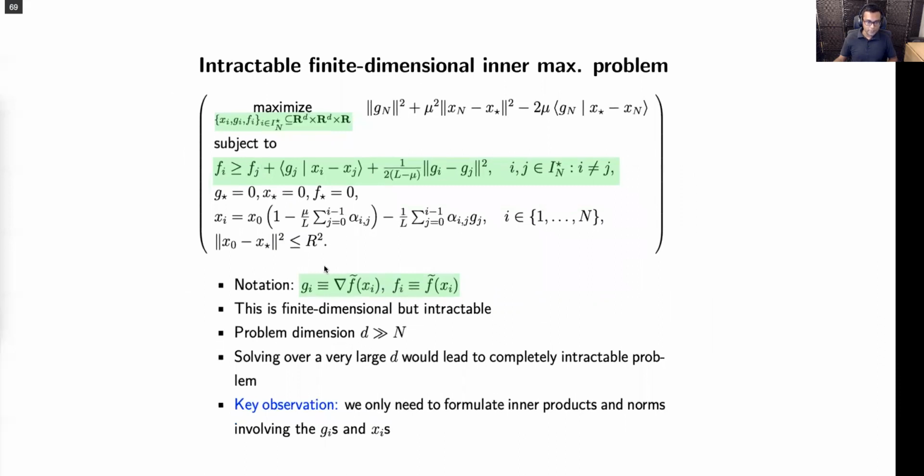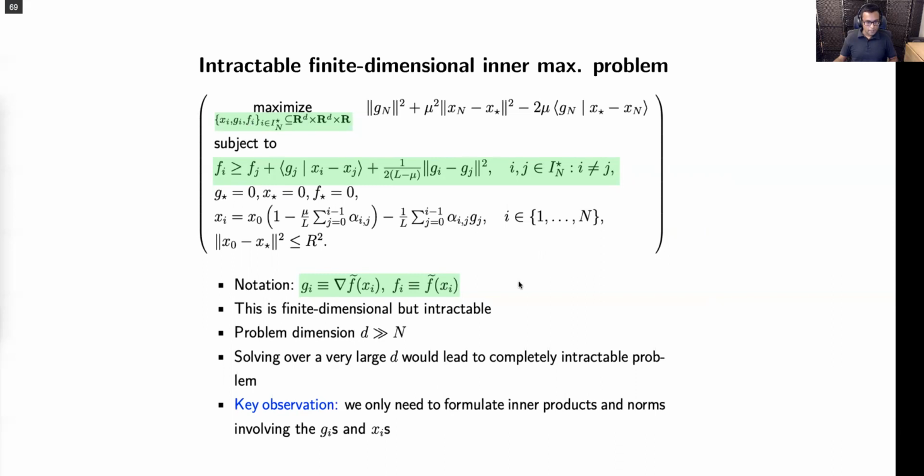Now here, for convenience, I am using the notation that by g_i, I mean the gradient of f tilde evaluated at x_i, and f_i means the function value of f tilde evaluated at x_i. So at this point, we have a discrete, finite dimensional problem, but it is intractable. Why? The main reason is that in this setup, our x_i and g_i are lying in this very high dimensional space R^d. So if we want to encode it in this format, it's not tractable.